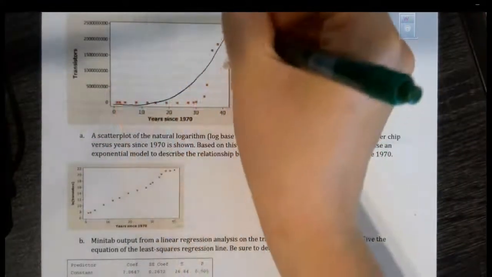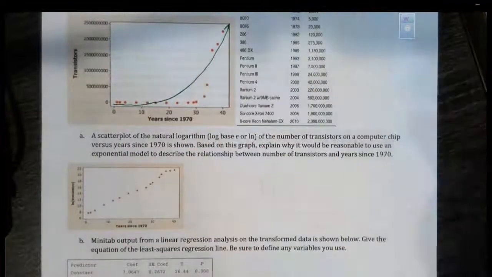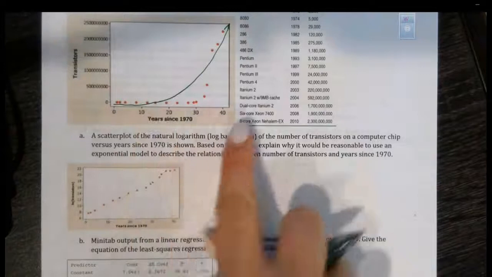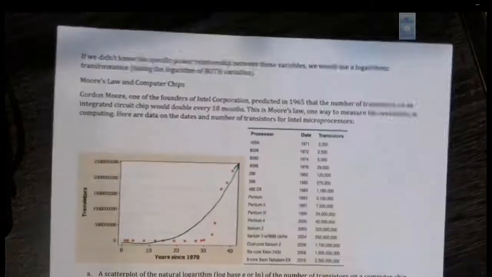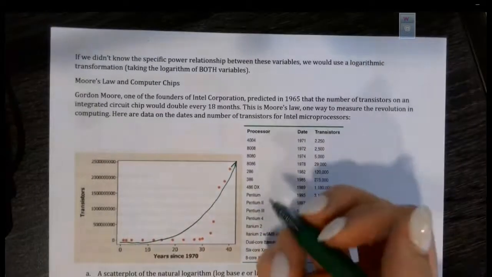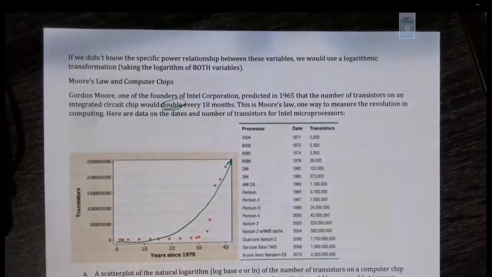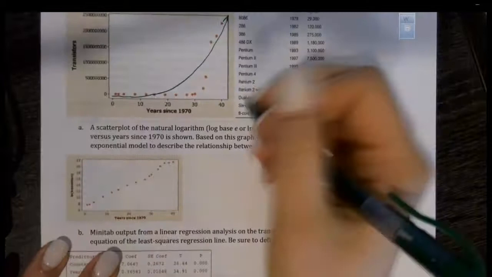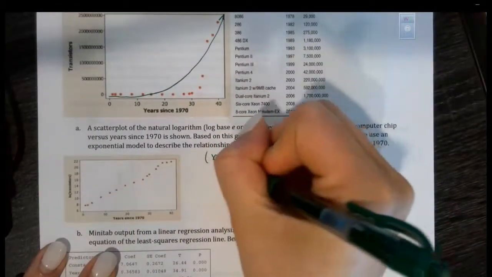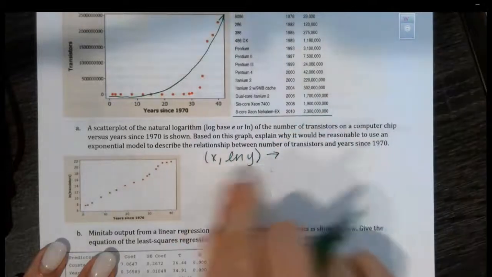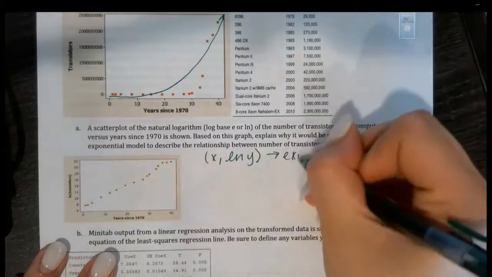If you look here, you can kind of see how that's exponential because it starts off very, very slow. And if you remember, it said doubles every 18 months, and we know that doubling is exponential. And so x and natural log of y is the relationship we're modeling. So this is an exponential model.